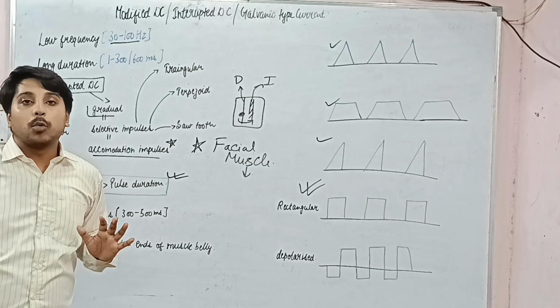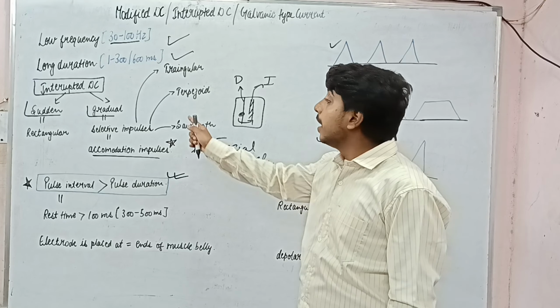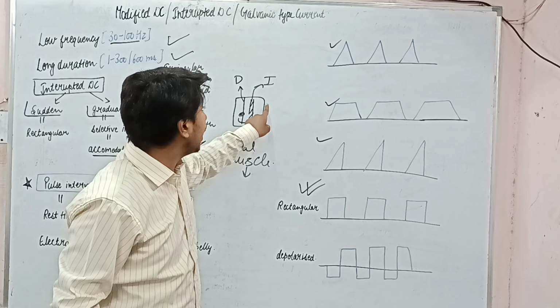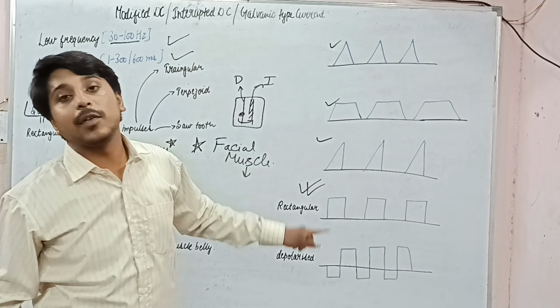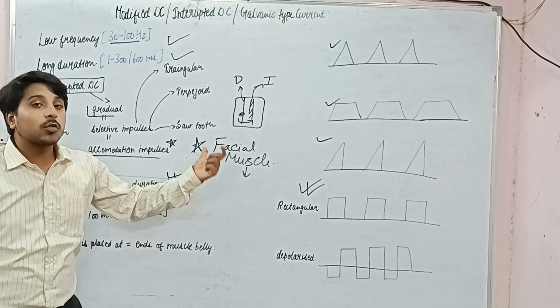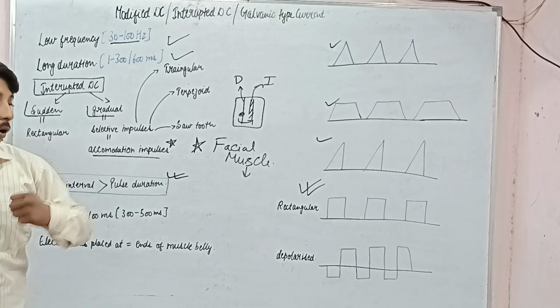What is galvanic current? What is its frequency? What is its duration? What are interrupted DC currents? What are the types of interruption? Isko kyun use kiya? First point, it helps in accommodation of innervated muscle, so it will not respond, only the denervated will respond. Second, lesser intensity pe stimulation hai, so sensory stimulation kam hai, current is comfortable. Then facial pe isko kyun use kiya? Because to prevent the secondary contractures.